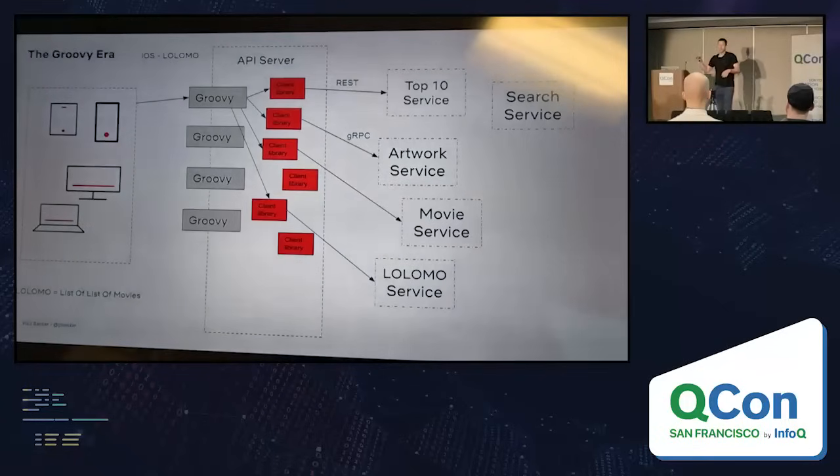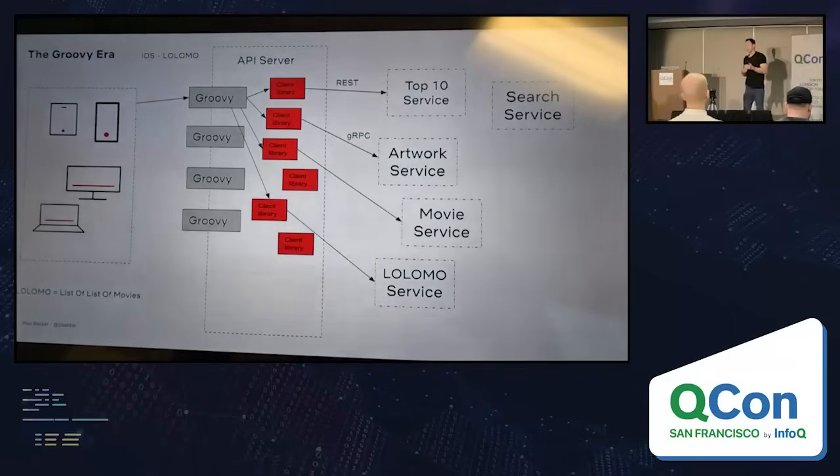What I have on the slide here, I kind of just made up because it makes sense in my head. And it's a much simplified version of what we actually have in production. But think about this LOLOMO screen, this list of movies that we just looked at on the previous slide. You're probably familiar with that screen.